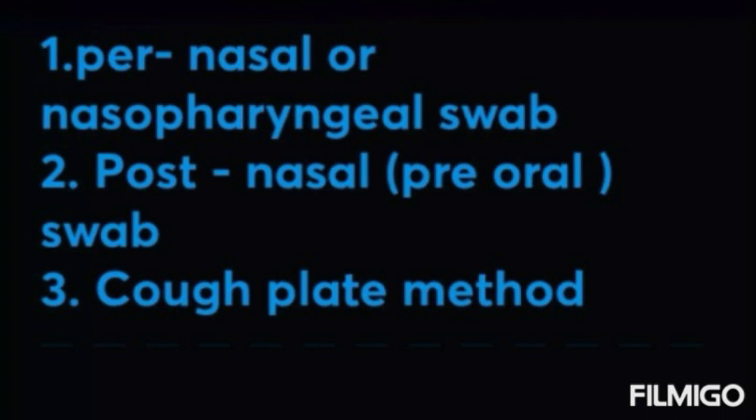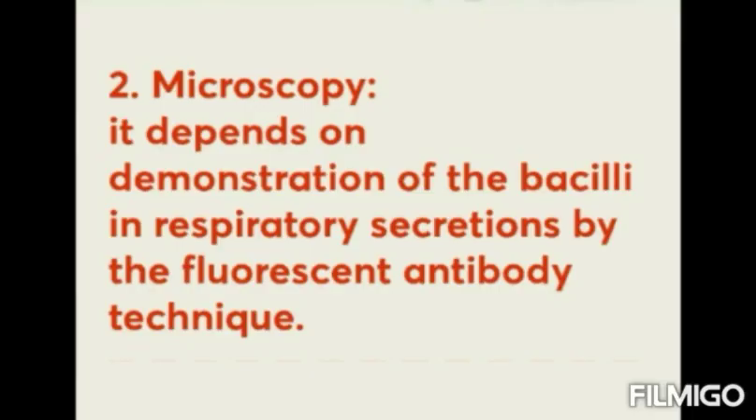So how will you collect from the nasopharyngeal swab and postnasal? In postnasal swab, secretions from the posterior pharyngeal wall are collected with a cotton swab on a bent wire passed through the mouth. So it is a per-oral swab. And the cough plate method is placing the culture plate in front of the patient's mouth. And then moving on to microscopy.